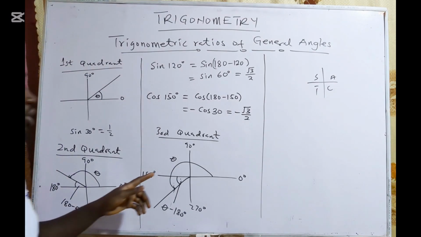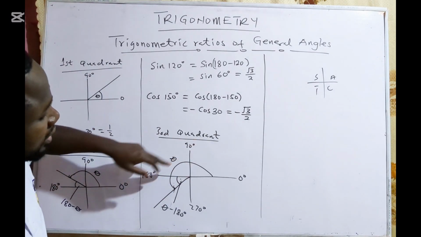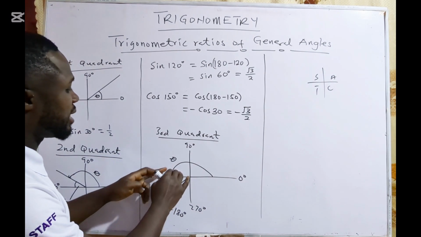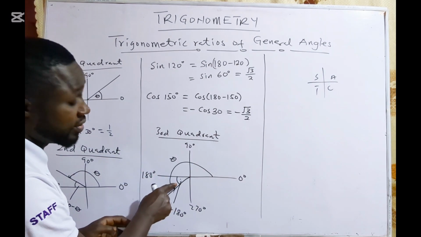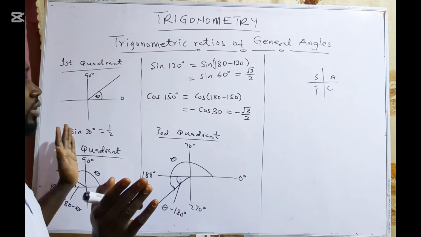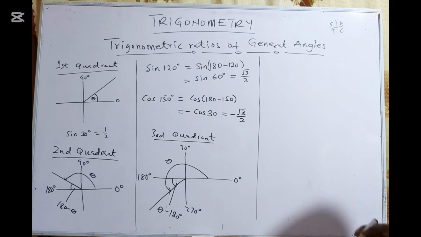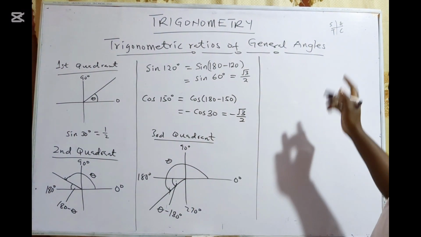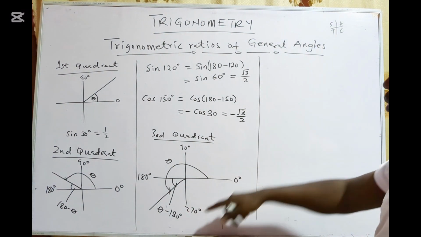So if I subtract the angle given from 180, because from here to here is the angle given, then what is left is the acute angle on the S axis, and that is what I'm looking for. So in the third quadrant, whatever angle you are given, you subtract 180 from it.